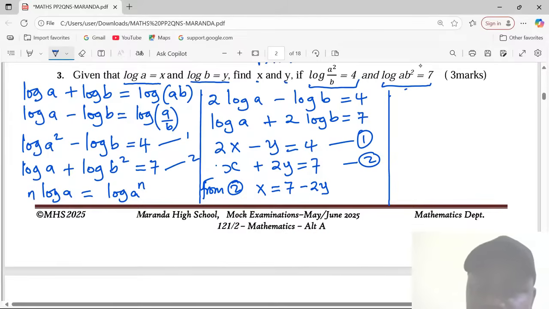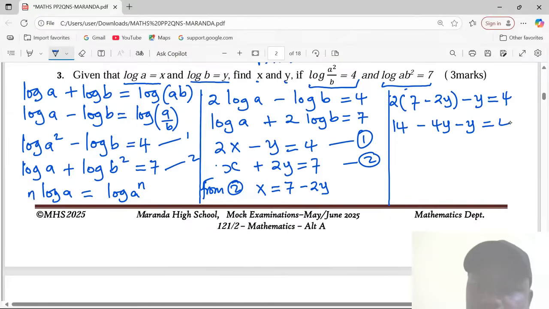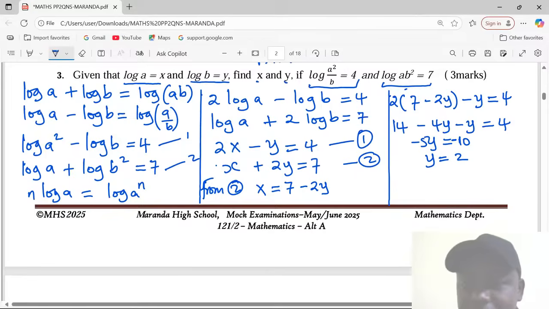That is learned in Form 1, and I expect you to be aware of the same. Okay, equation 1 can be expressed now as 2, and instead of x, 7 minus 2y, then minus y equals 4. This is 14 minus 4y minus y equals 4. When we group terms, negative 5y equals 4 minus 14, which becomes negative 10. So the value of y shall be 2 when you divide through by negative 5. The negatives cancel, then 10 over 5 is 2.